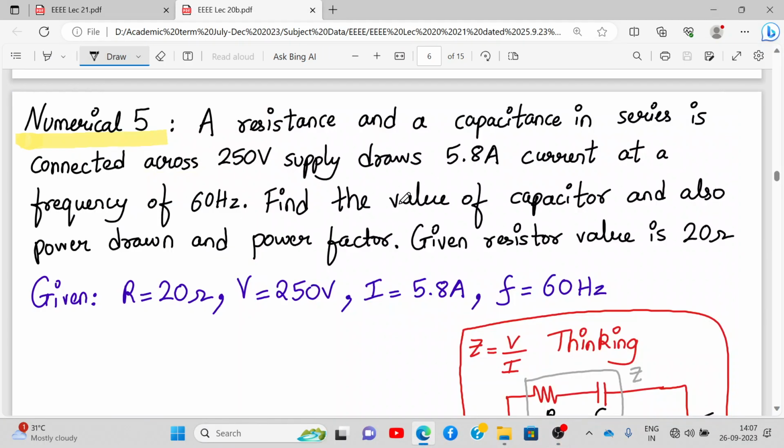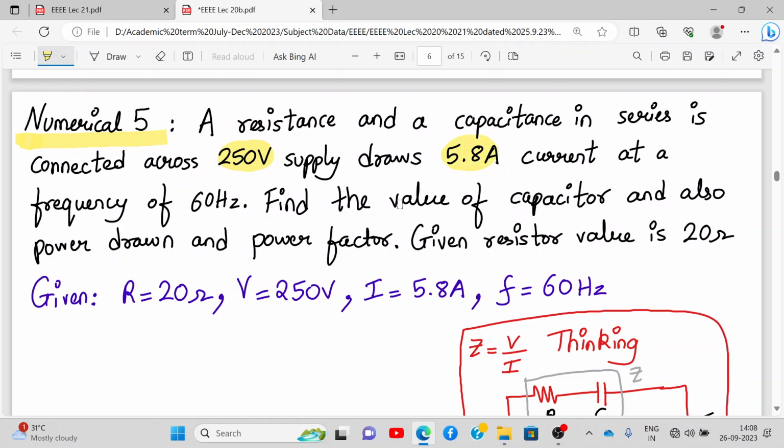So we'll continue some part of lecture number 20 again. We'll solve one more numerical on RC series circuit. That is numerical number 5. It reads as follows: a resistance and a capacitance in series is connected across 250 volt supply. So this 250 volt is what? VRMS value.